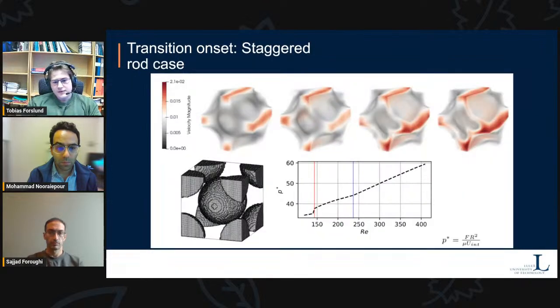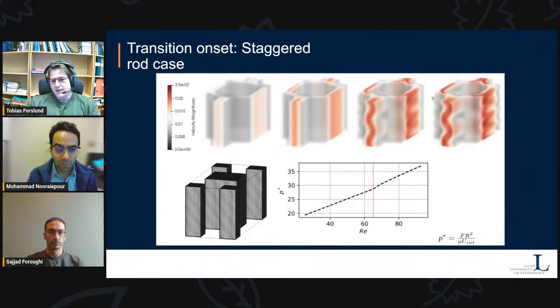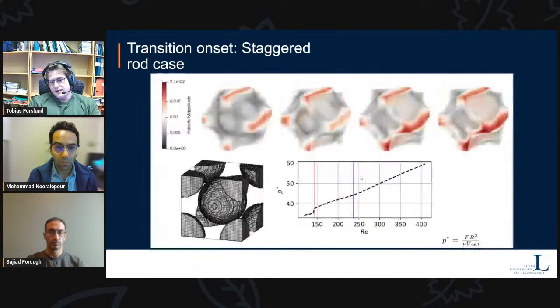And for the BCC packing, we see that we actually get 2 separate transitions. But this later one is really the one that we are interested in. Here we can also see a similar trend break to the staggered rod case.